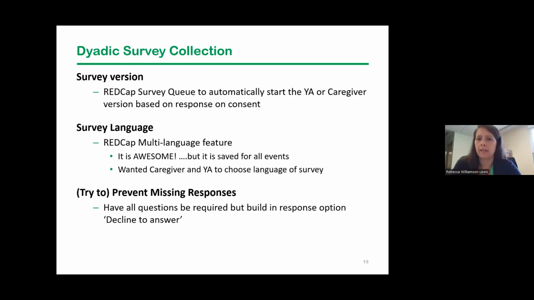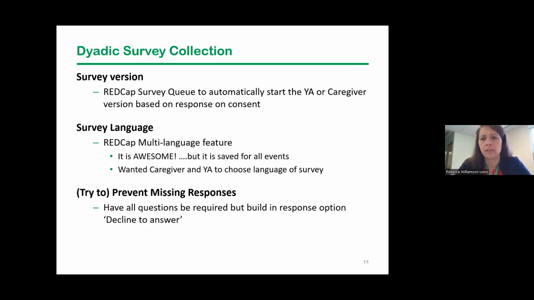So a couple of thoughts about our dyadic survey collection. We didn't necessarily know if the email address we had on file was the young adult or caregiver. So based on our response in the consent survey, the participant was automatically directed to the parent or young adult survey using REDCap's survey queue feature.